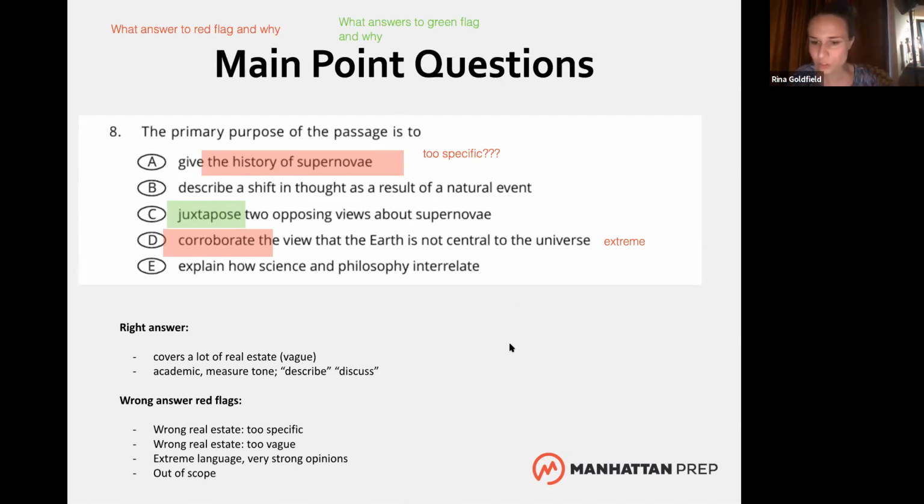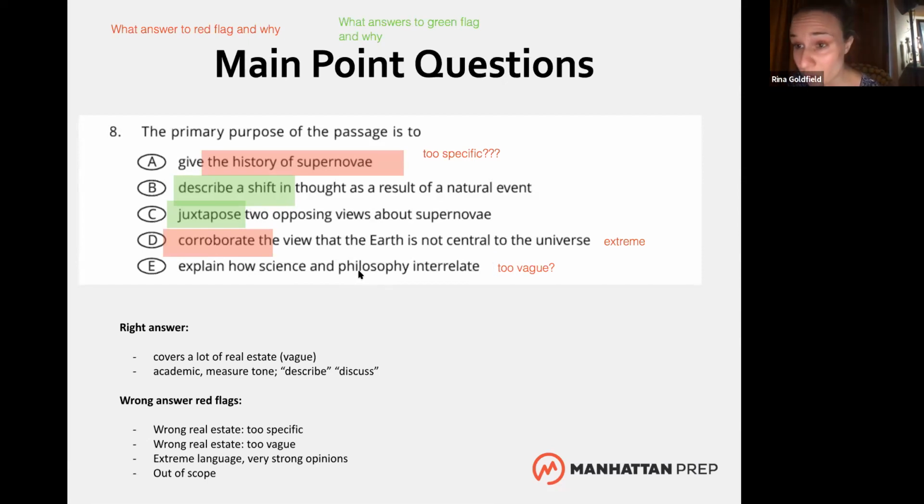I'm also seeing green flags on B, like describing. That's subtle and not too opinionated. I think describing and juxtaposing are great things to green flag here. On E, I'm seeing some mixed results, but mostly folks are saying that's maybe a little too vague, perhaps. How science and philosophy interrelate is pretty broad.